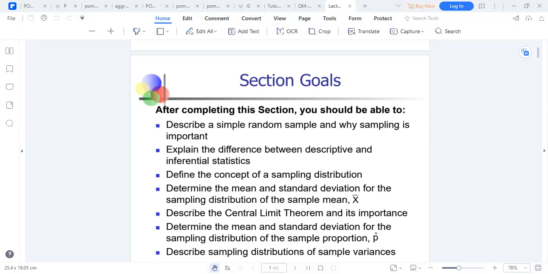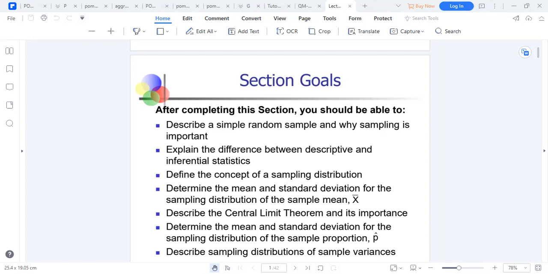We'll also look at what is called the central limit theorem. It states that regardless of the population distribution, the sampling distribution of a sample mean usually approaches a normal distribution as the sample size increases. So it applies when the sample size is significantly large.